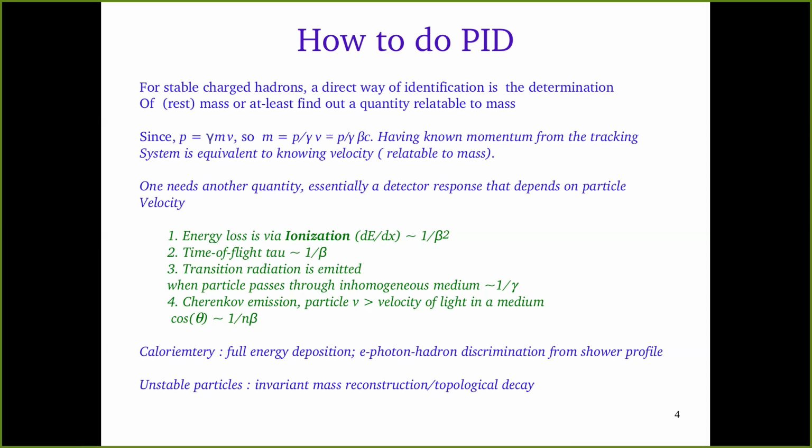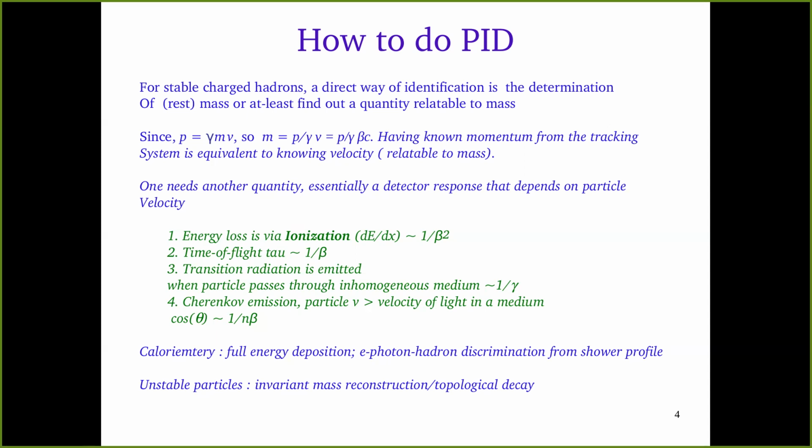And the Cherenkov emission, the Cherenkov radiation, that is when the particle velocity is higher than the velocity of light in a given medium, then the angle at which the Cherenkov light is emitted is inversely proportional to the refractive index of the medium, n, times the beta, which is again the velocity. So you see all these four methods somehow relate to the velocity, or the beta of the particle, in some way or the other. So these four methods are generally and frequently used in all the high energy physics experiments.